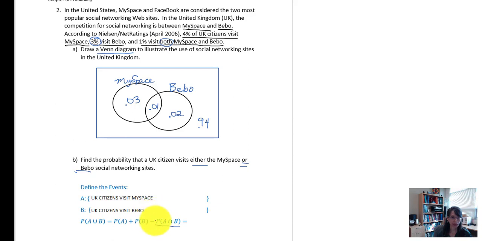So what we're actually adding is our probability of A, which would be 0.04. That was the total for UK citizens visiting MySpace, added to 0.03, which is the total percentage of UK citizens visiting Bebo, minus 0.01, which was the intersection. So we have 0.06, which represents 6% of UK citizens visit either MySpace or Bebo.